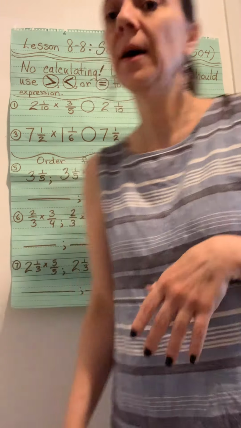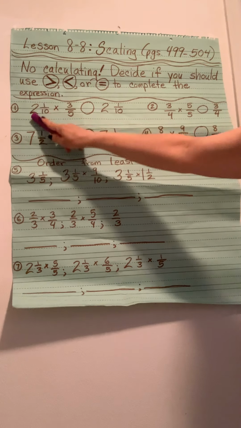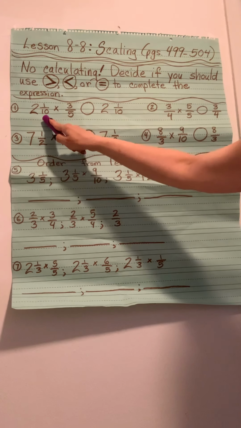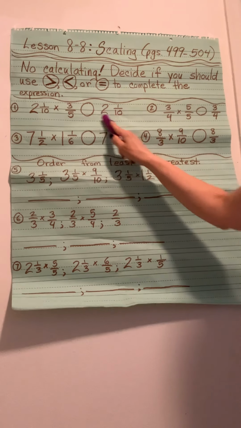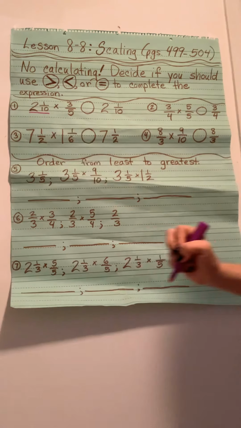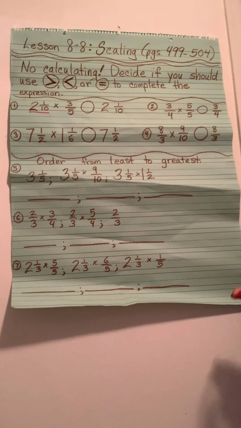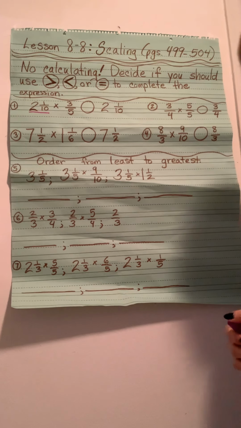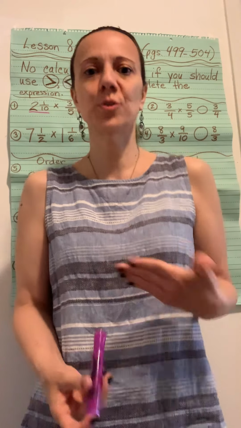So looking at the first example, here's my expression, 2 1/10 times 3/5. And what I want to know is I want to be able to compare my product to 2 1/10, the number I started with. So once I take that number and I multiply it by 3/5, I want to know, am I going to get a bigger answer? Should I get a smaller answer? Or should I still have 2 1/10?